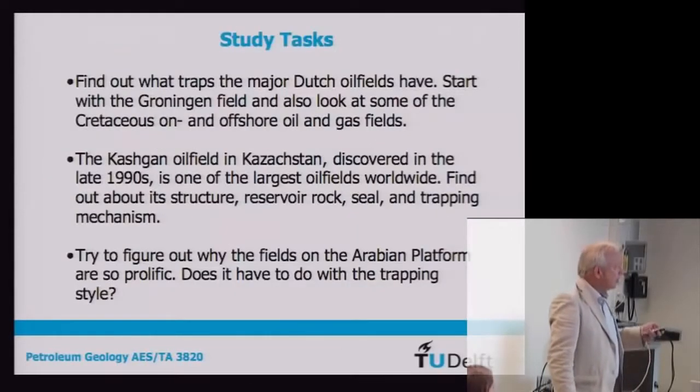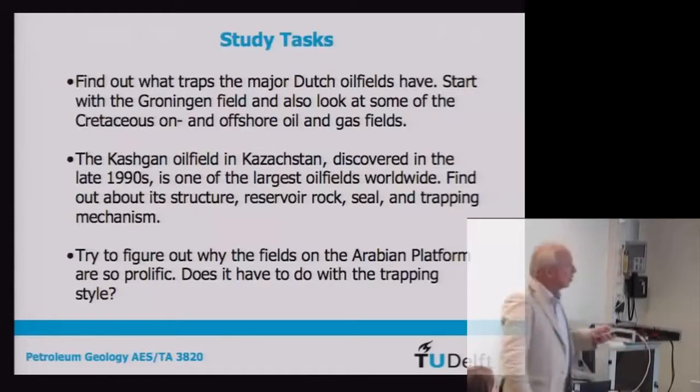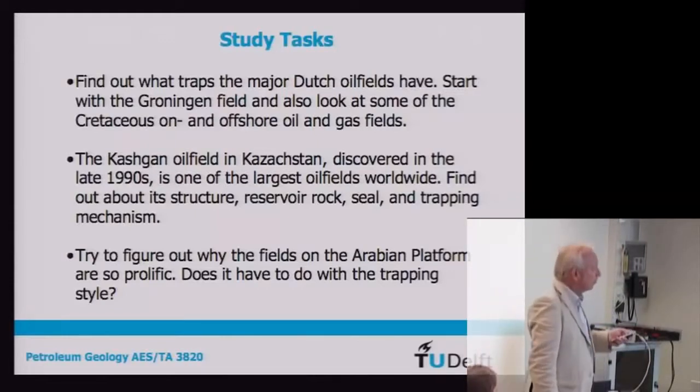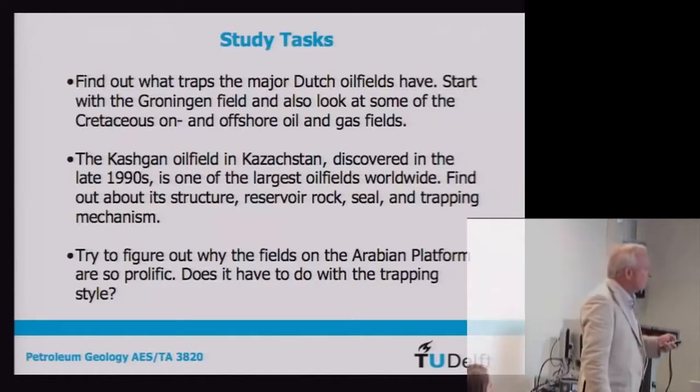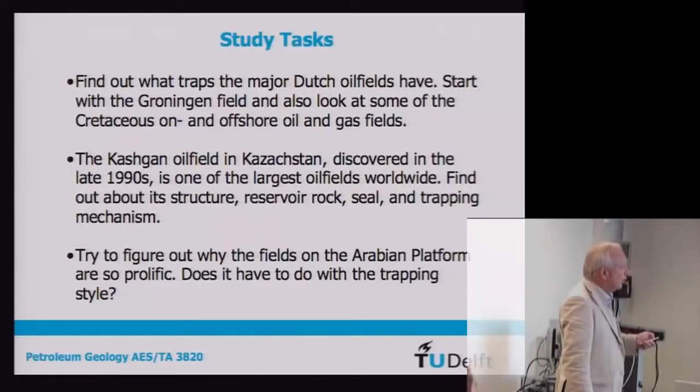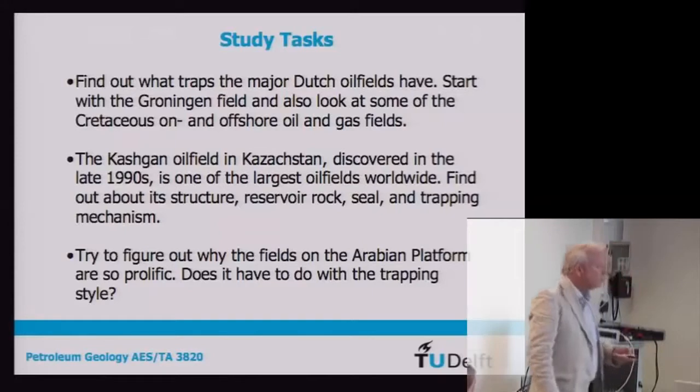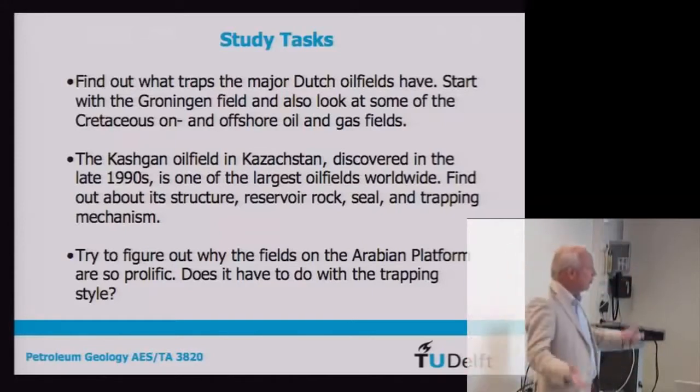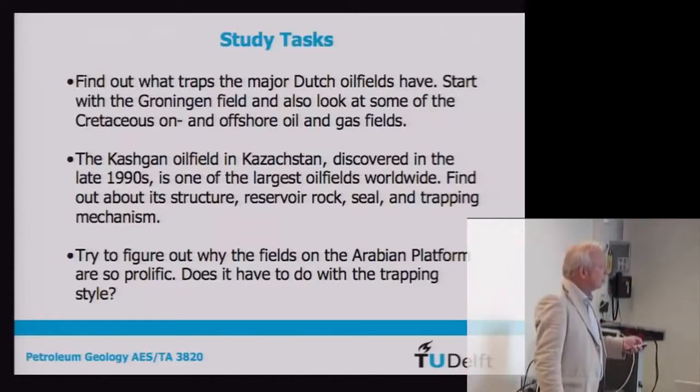All right, so there are things to think about. What kind of traps do Dutch oil fields have? For example, the Groningen gas field, Cretaceous onshore-offshore gas fields. What is the Kashagan oil field in Kazakhstan? It's one of the largest oil fields. How come it's been discovered so late? What is its structure, reservoir rock, seal, trapping mechanism? And why are the Arabian platform fields so prolific?